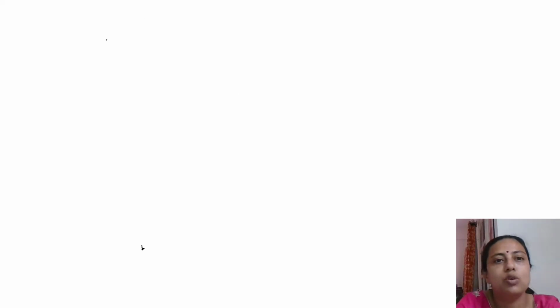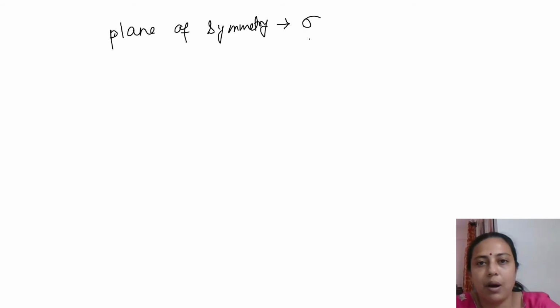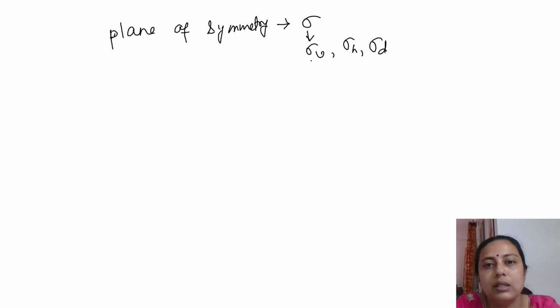Symmetry plane. So plane of symmetry, this can be designated as sigma. Now sigma can be of sigma V, sigma H and sigma D. This is called vertical plane, this is called horizontal plane, and this is diagonal plane. Vertical plane is when the plane of symmetry is contained by the principal axis, that is called the vertical plane.